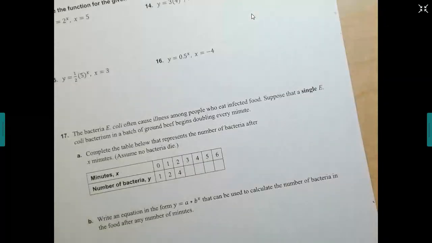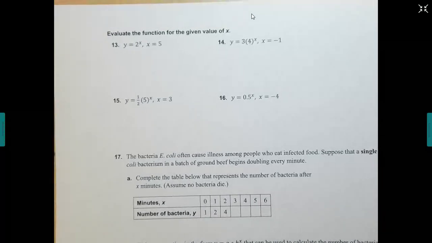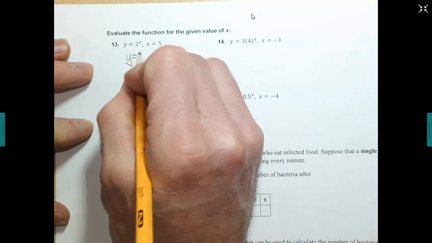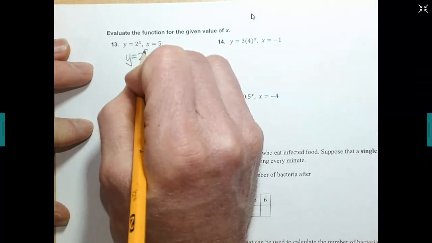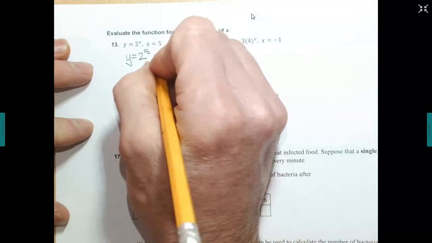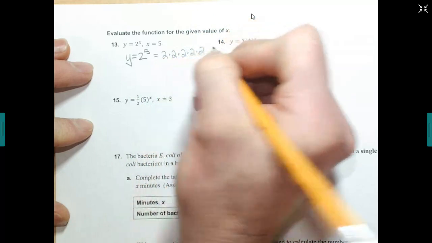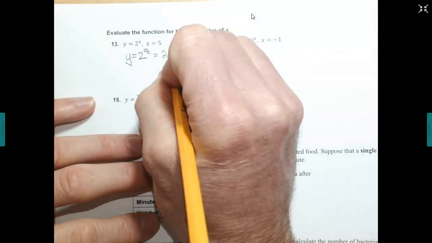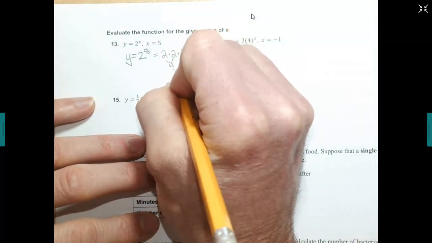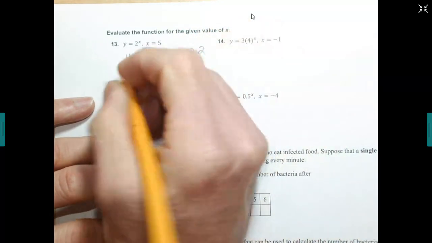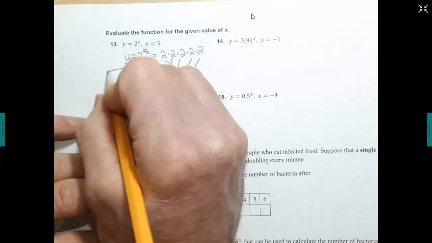Okay, pause the video if you need to. Move on to the last page. So number 13, evaluate the function. So I'm going to go y equals 2, and then x equals 5, so I have to plug the 5 up there. So 2 times 2 is 4, 8, 16, 32. So I have 32.